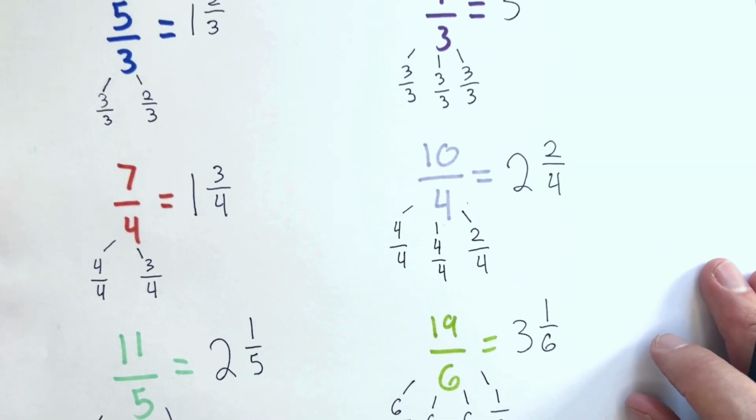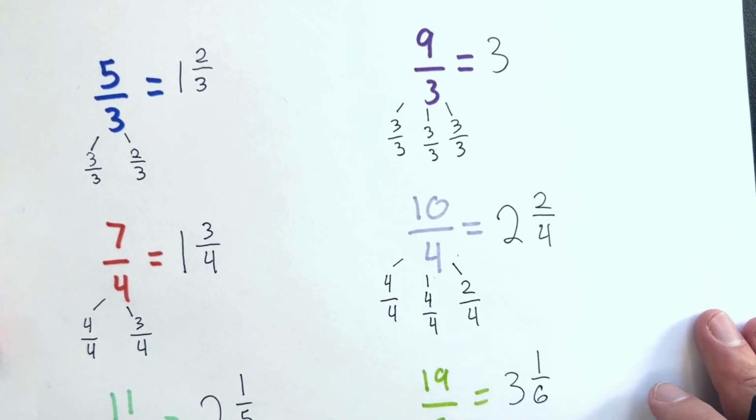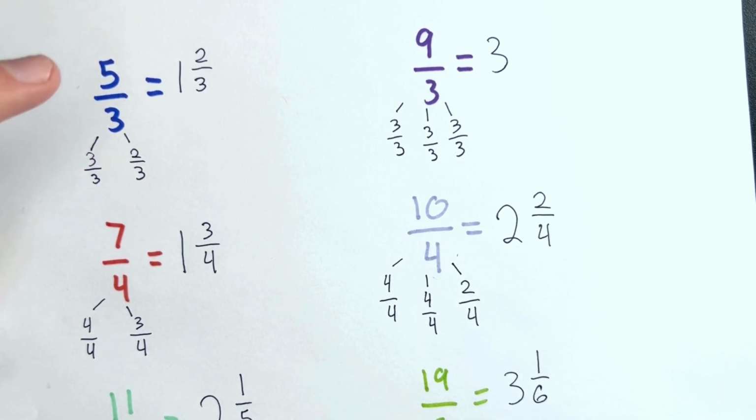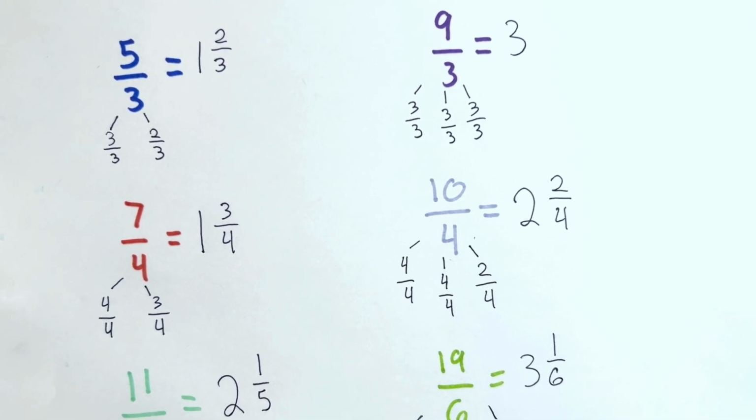All right, so there you have it. That is how I teach my students to write improper fractions as mixed numbers, but we have to use a number bond. Not my favorite method, honestly, but it is a way that your teacher may want you to do it, so it's best to be familiar with it. And it is a way to solve it.